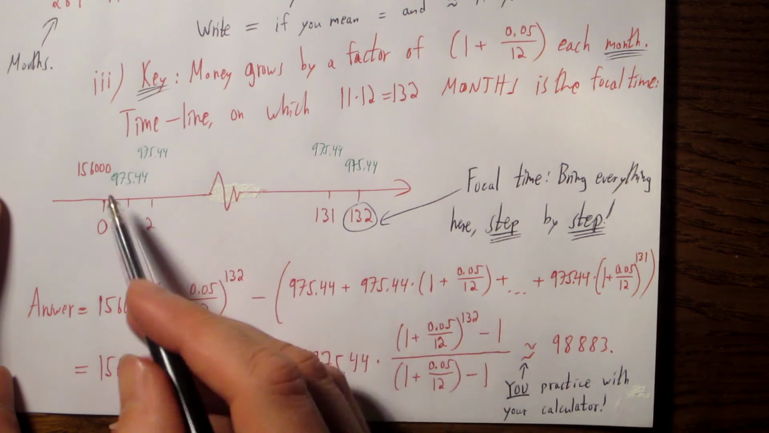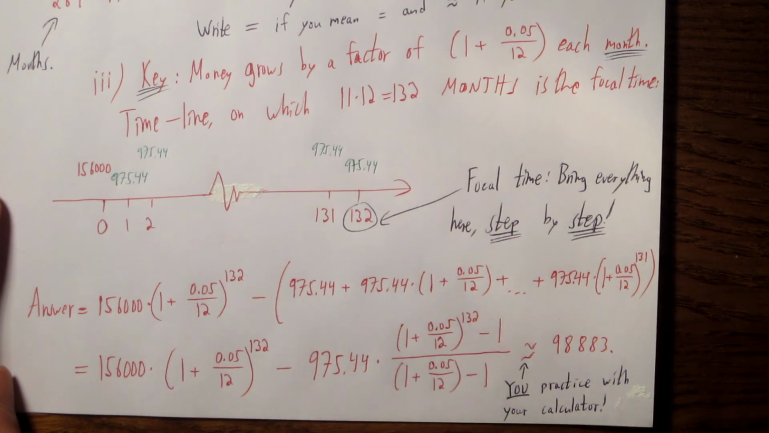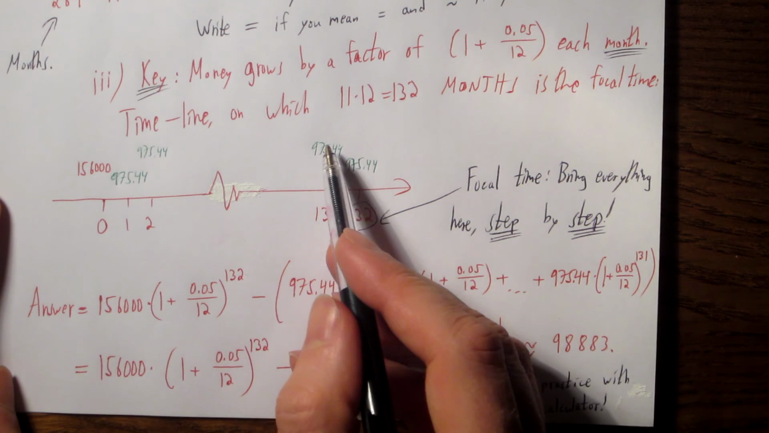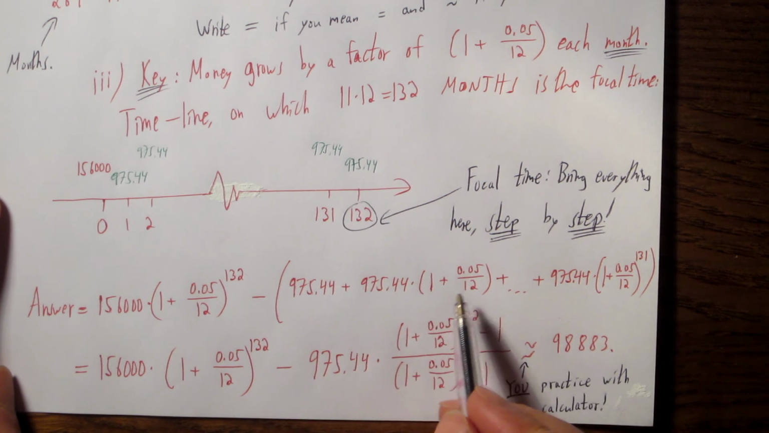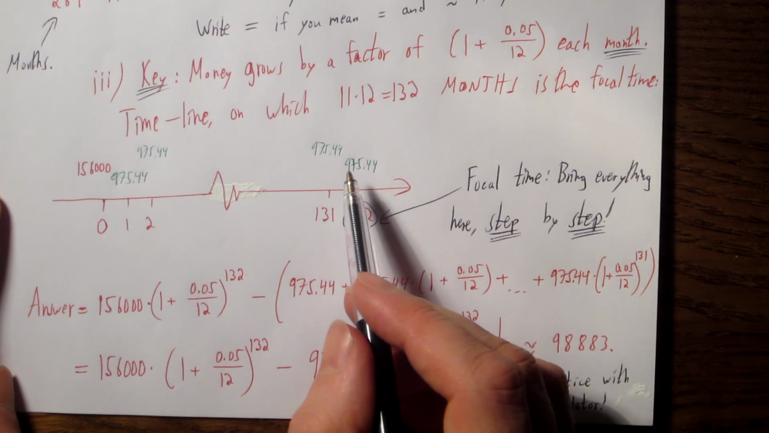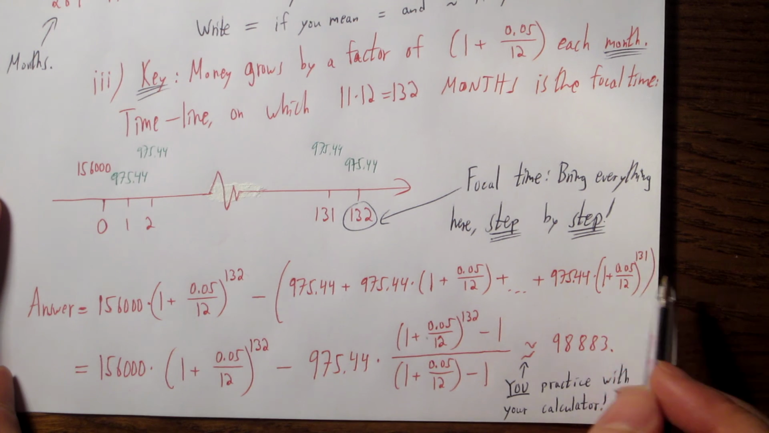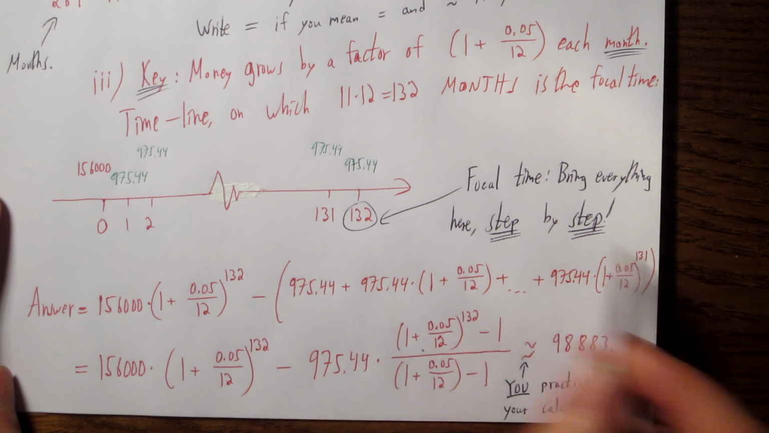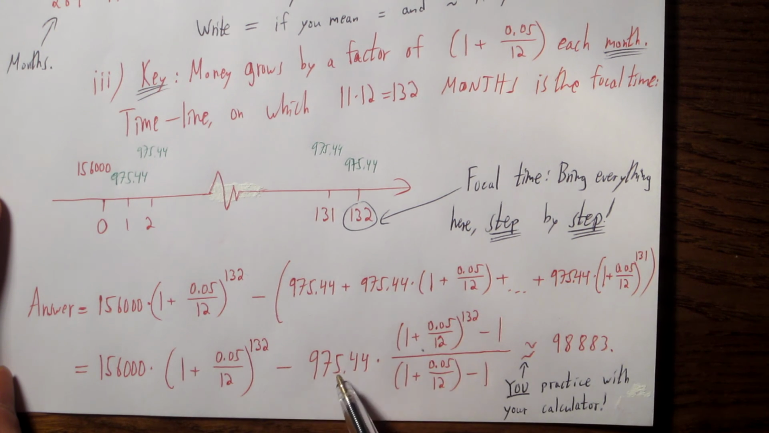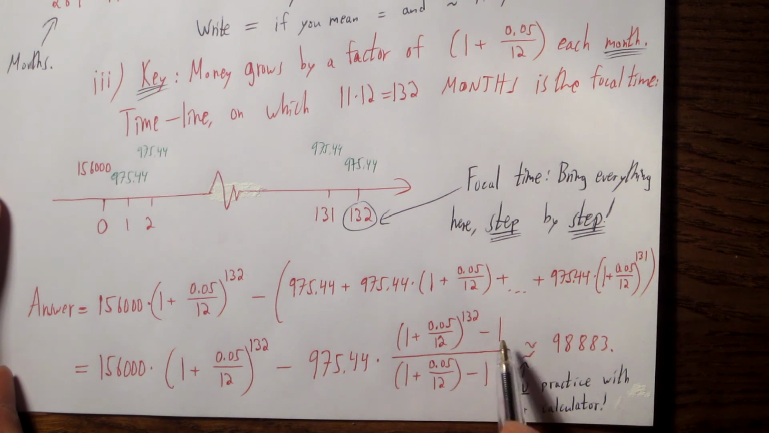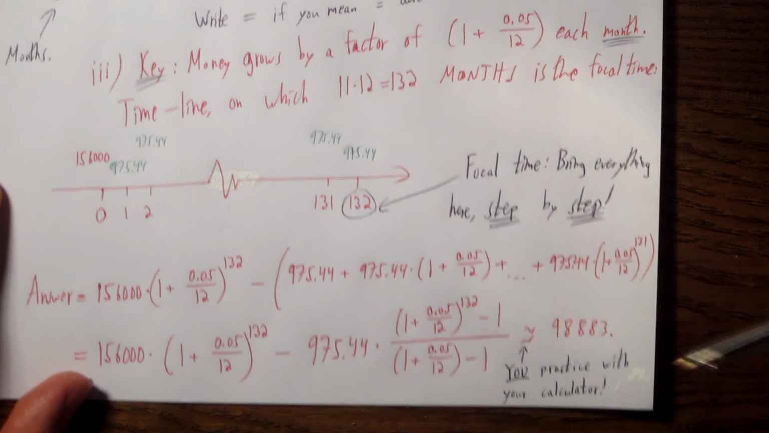This is your focal time. Move all of them to this point. The last one has future value 975.44 trivially. This guy is moved forward 1 step, so you multiply with factor once. This guy, last one, moved forward 131 times, so you multiply with factor 131 times. Brackets, geometric series. This guy stays the same. Starting term times k to the power of n plus 1 minus 1 over k minus 1. Calculator, practice, become familiar with calculator.